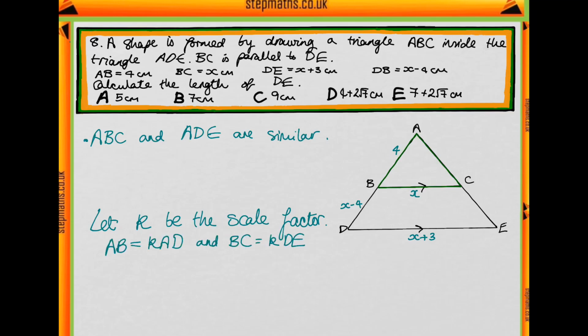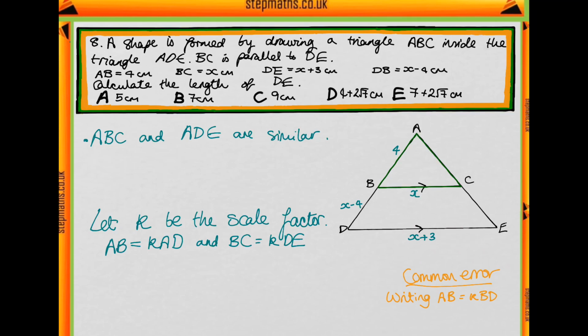So we have that AB is equal to K lots of AD. So we've taken this one here, multiplied it by K to get the longer one. And the common error here would be to write that AB is equal to K times BD. So to write that this length is a multiple of this length, which is incorrect. We need the whole length here. So that's an important thing to note.